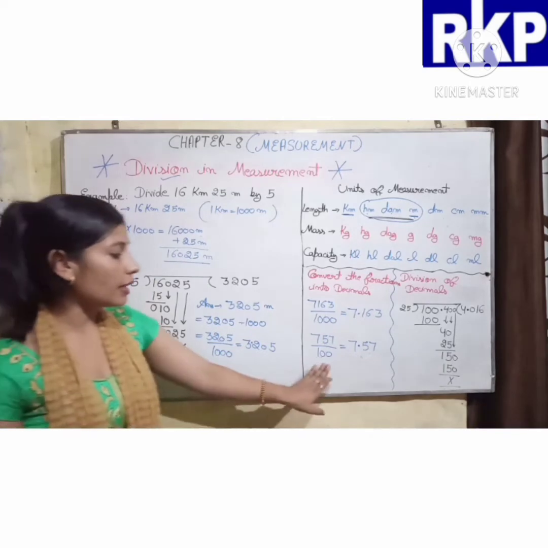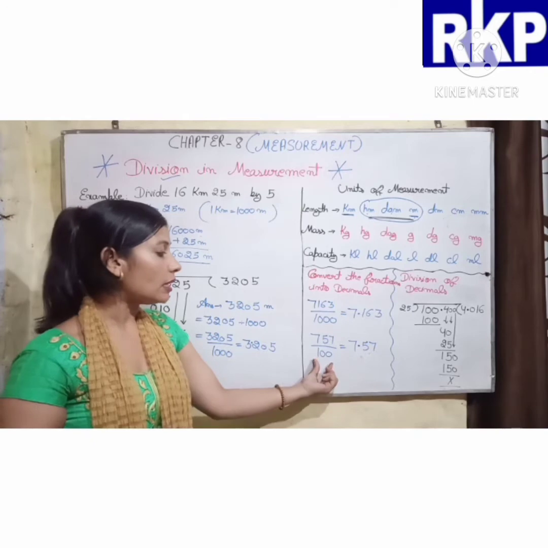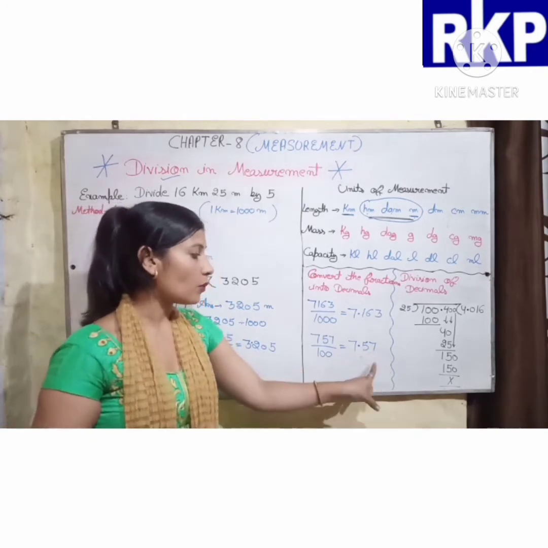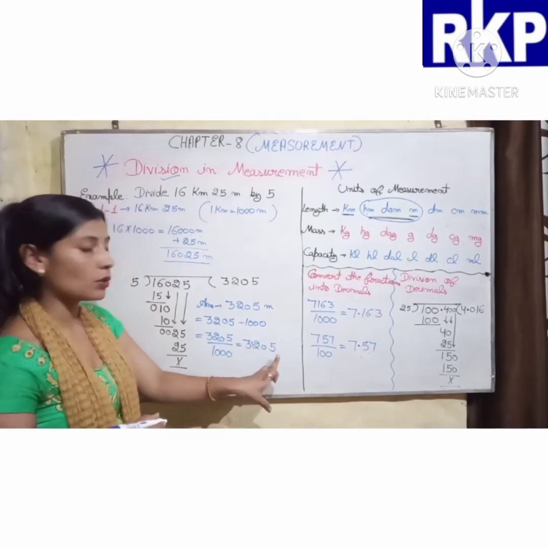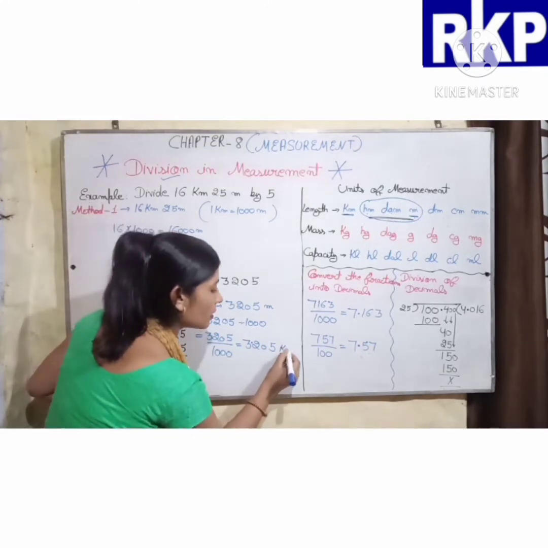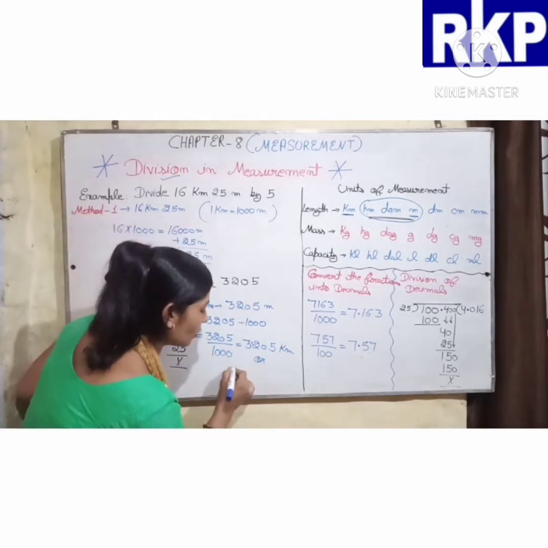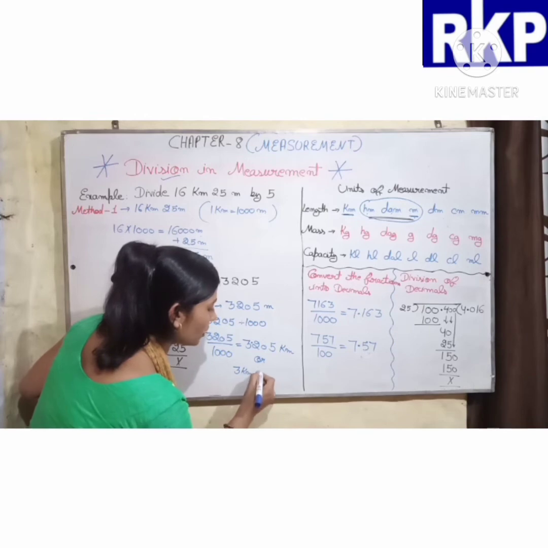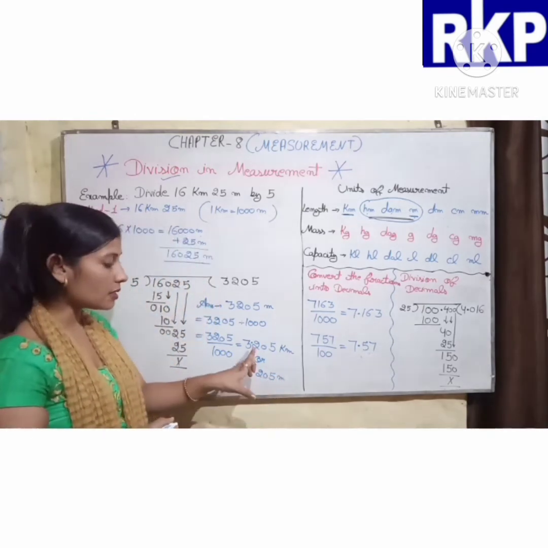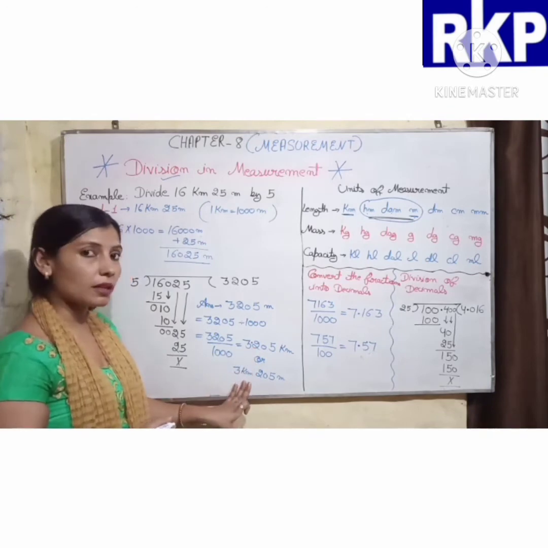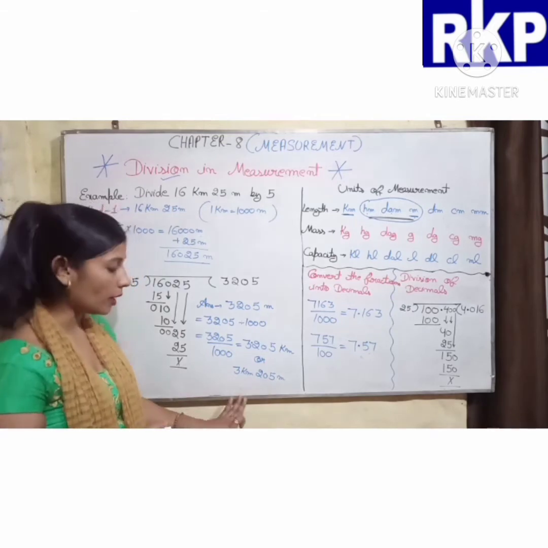Okay, and if we have 2 zeros in the denominator, then we need to leave 2 digits from the right side. So here 3.205 kilometers will be the answer, and you can also write it like this: 3 kilometers and 205 meters. Before this decimal point we have kilometers, and after this decimal point we have meters.